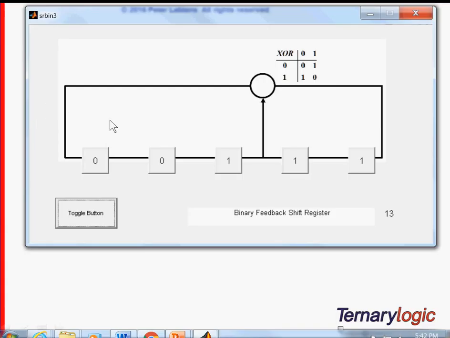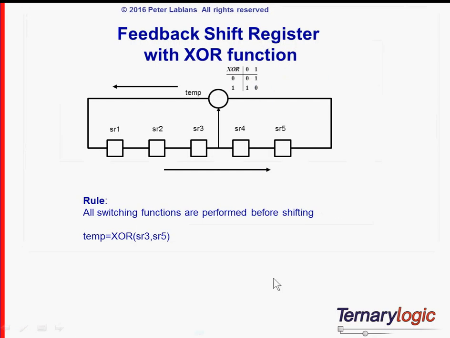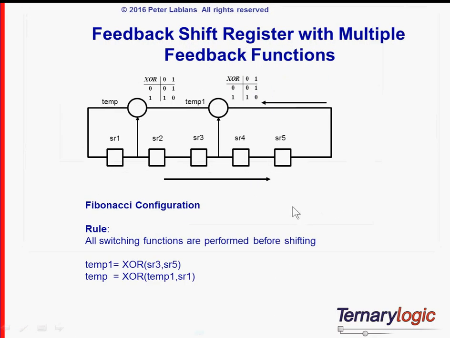This device is actually called a device in a Fibonacci configuration, and that is where the switching device is in the feedback loop outside of the shift register. We can also put some of these functions between shift register elements, and that will be called a Galois configuration. We'll show this later.